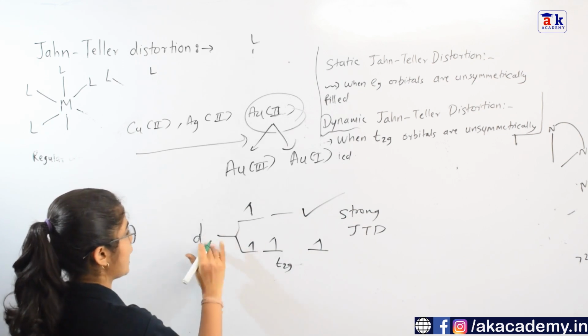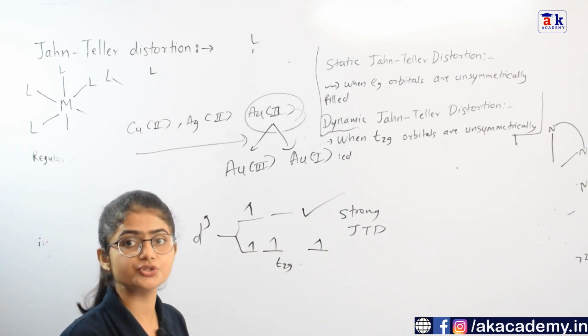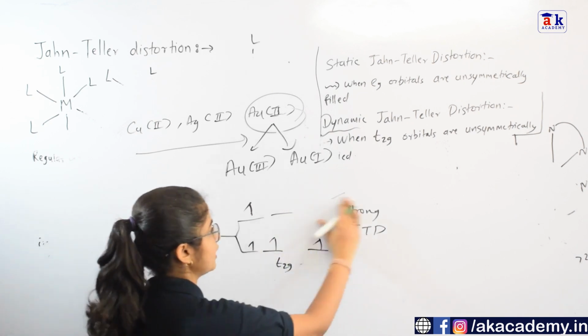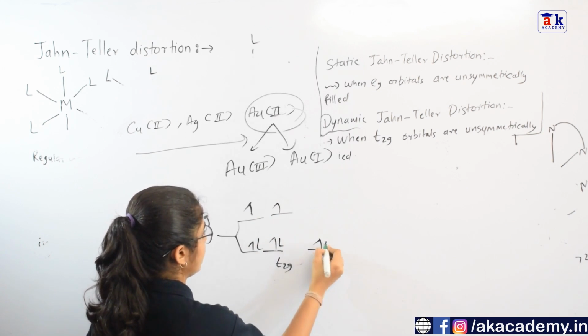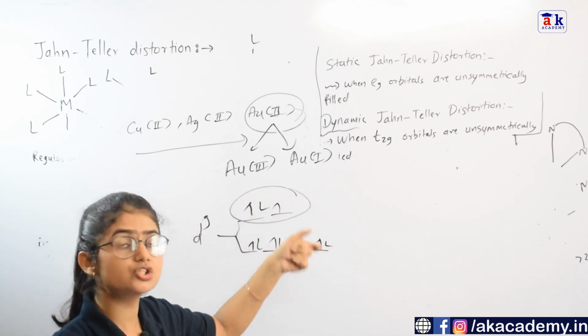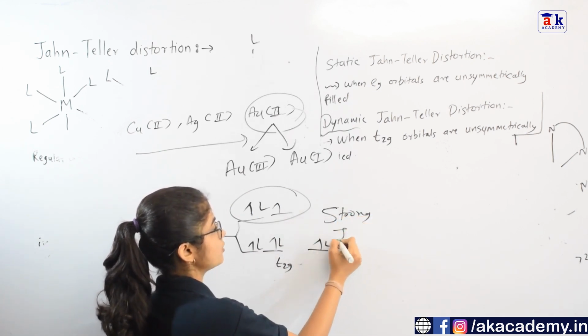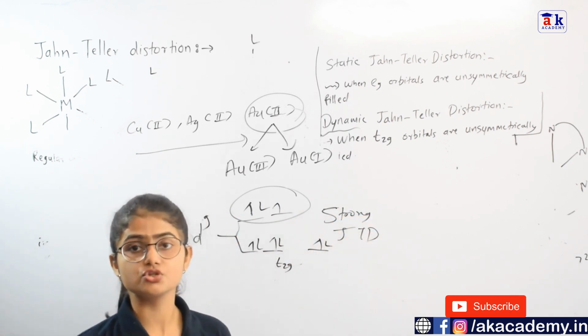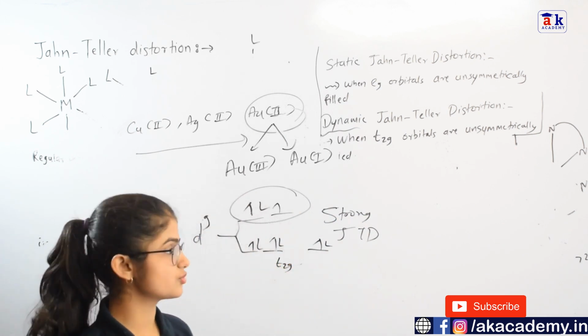And this is what actually happens in copper 2 complexes also. That is, copper, when it is in the +2 state, is going to have d9 electrons, right? So it is going to be like 1, 2, 3, 4, 5, 6, 7, 8 and 9. If you see, the unsymmetrical arrangement of electrons is there in the eg orbital, and that's why it is going to show a very strong Jahn-Teller distortion. And this is how the Jahn-Teller distortion can be explained.